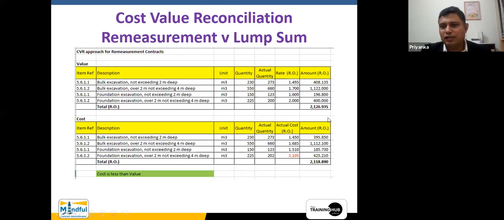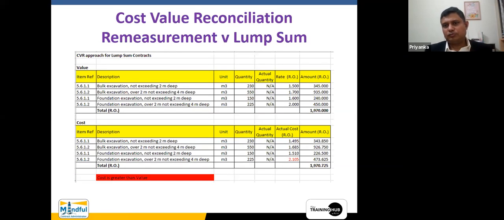However, you can see in the BOQ, you were expecting 400 riyals for this particular element, but because of the change in the quantity and the change in the rate, you have incurred an additional amount here. Therefore, you can see that there is a saving. Your cost is less than the value, right? And then you go into the lump sum type of contract, right?